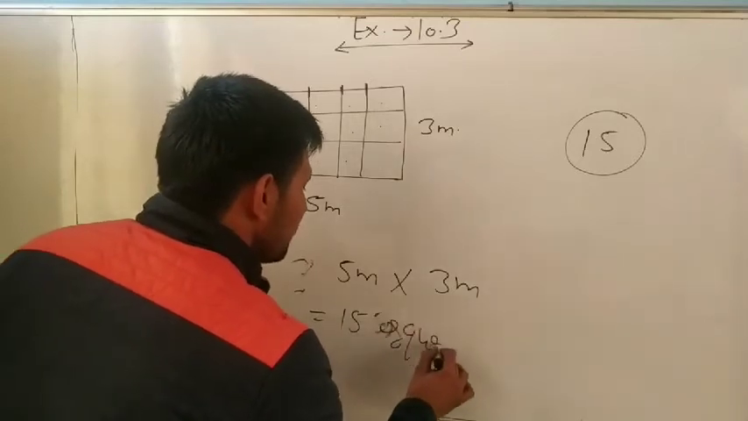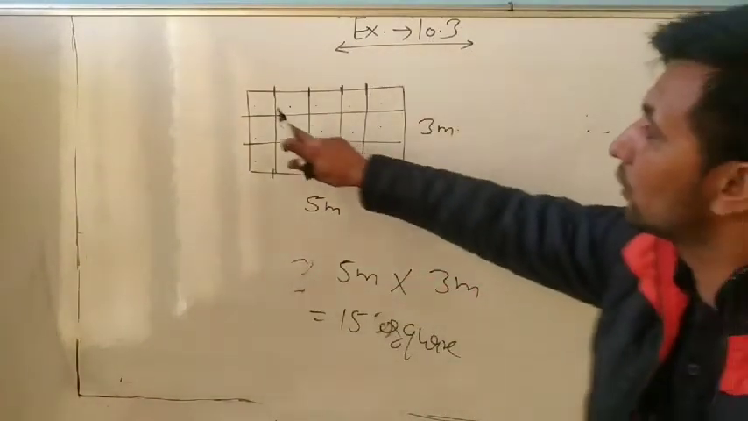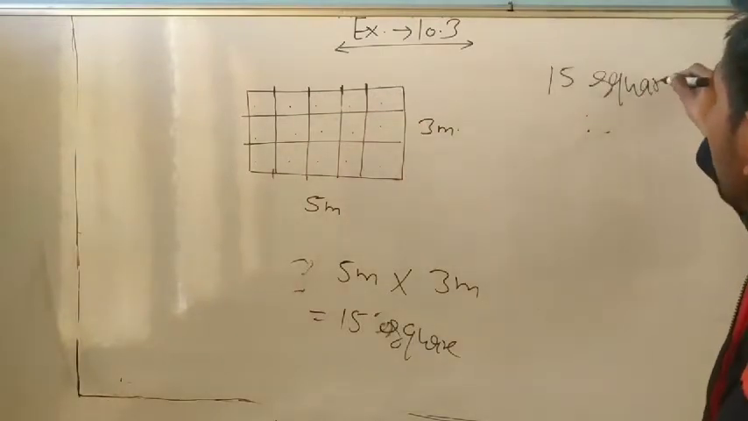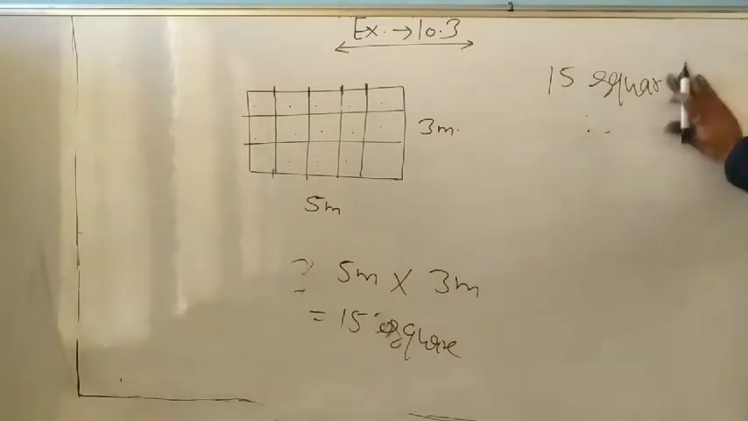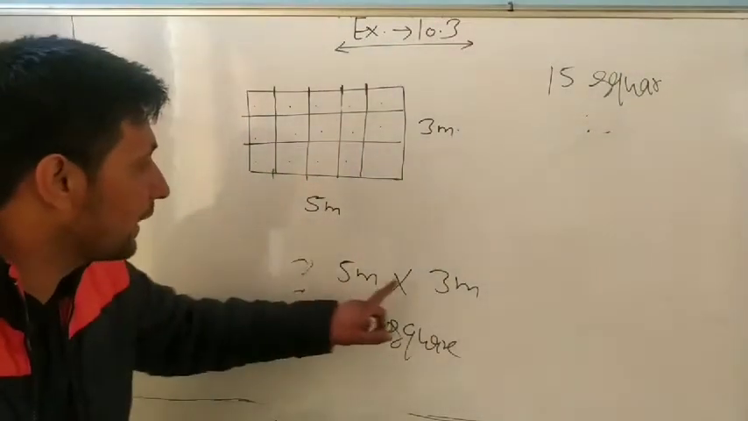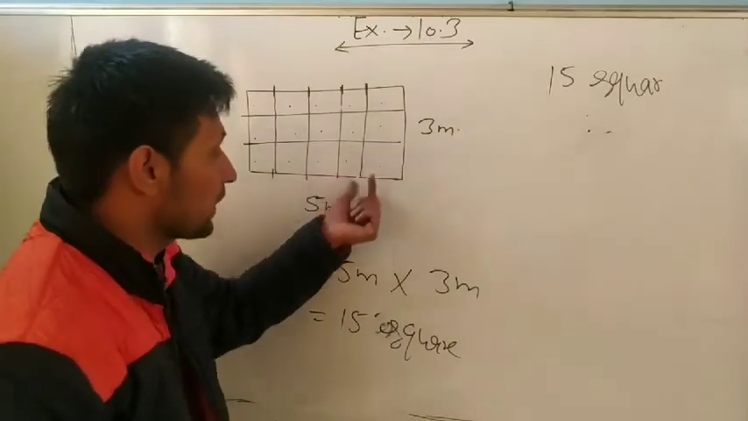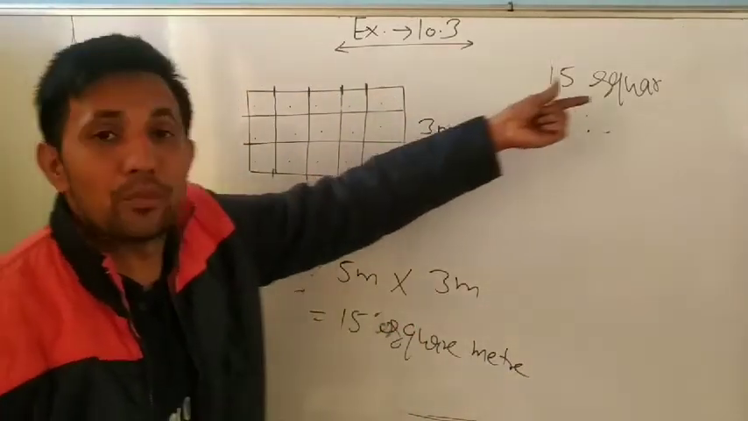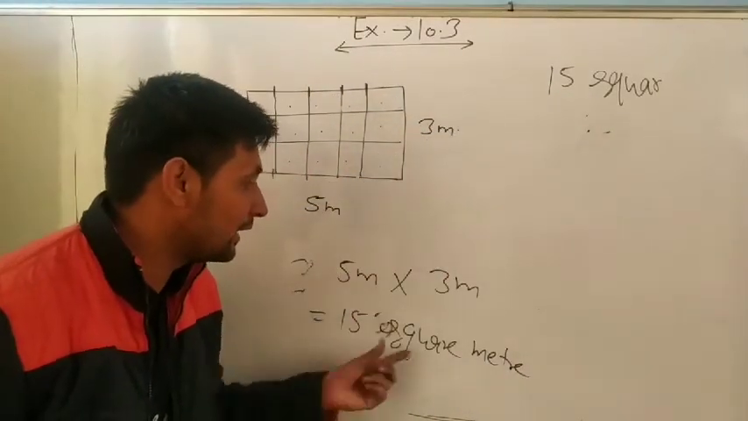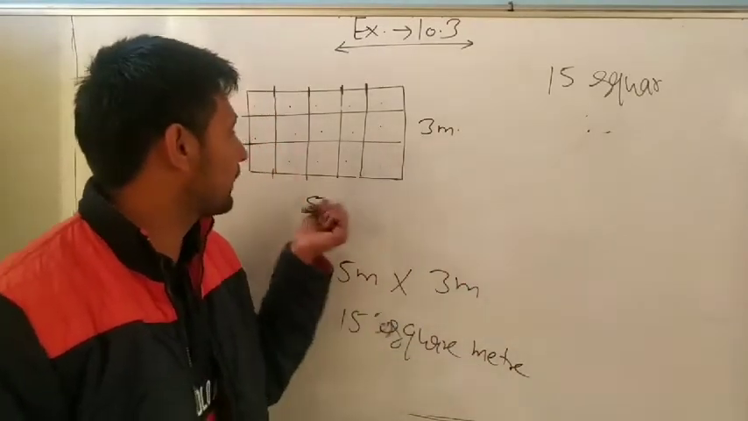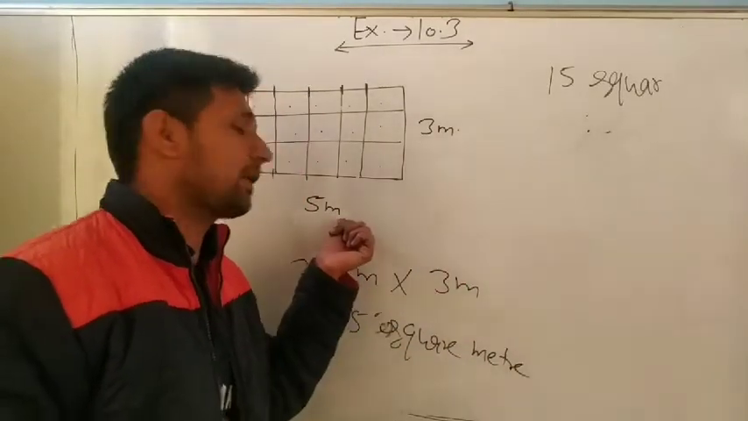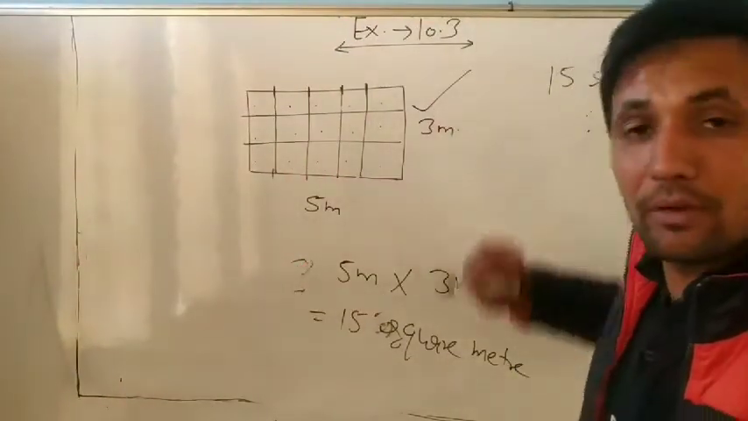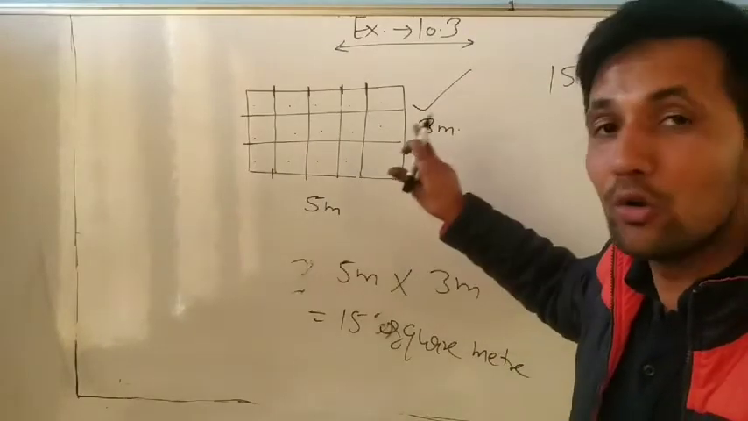15 square meter. Why square? Because if you count 1, 2, 3, 4, 5, how many squares in total? 15 square units. If you find the area 5 into 3, it is 15, so how many squares? So square meter, because 15 squares are formed. So 5 into 3 is 15, and square and meter. If it is centimeter here, then centimeter; if it is meter, then we write meter. Understand or not? So it is a rectangle, everyone knows, and we find the area as length into breadth.